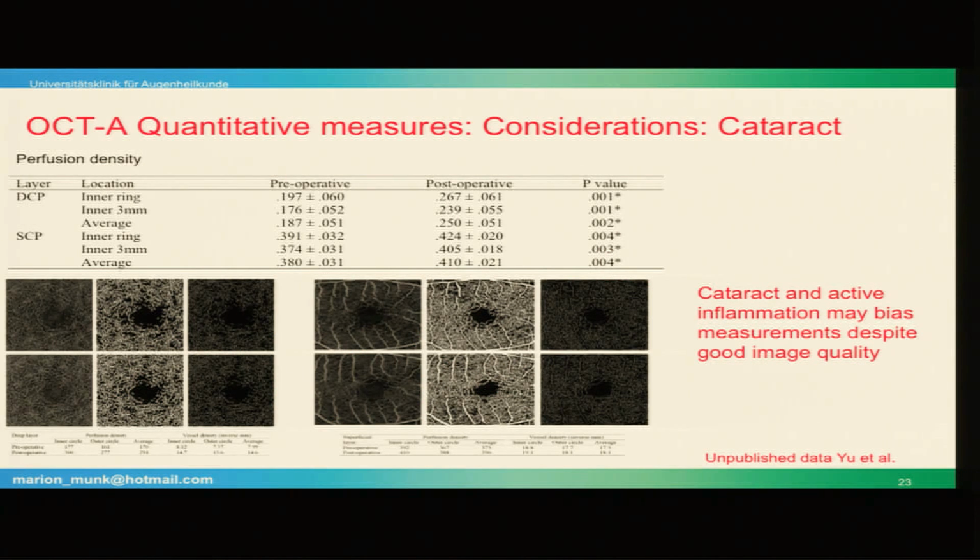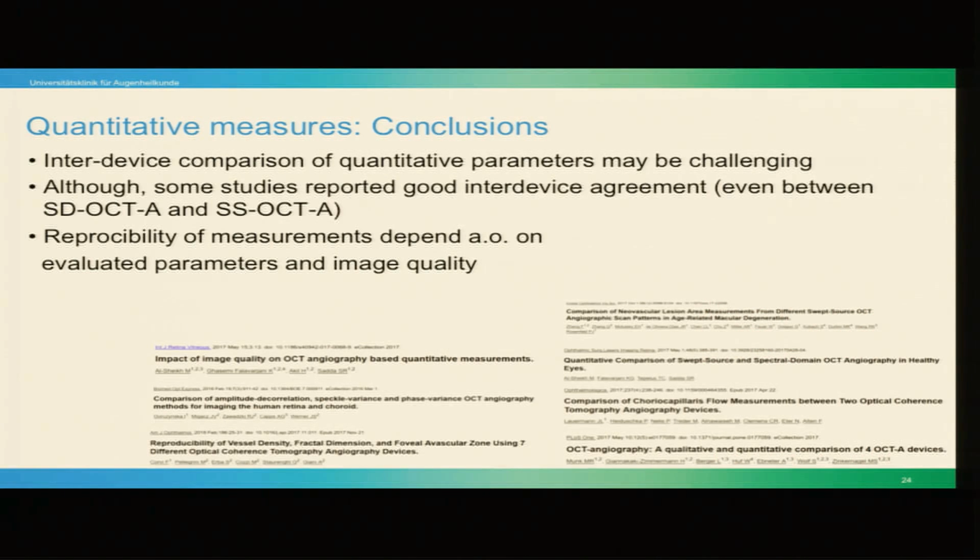However, no matter how good your image quality is, and if you have a signal strength from 7 or above, and you have no imaging artifacts, no motion artifacts, you still have to consider cataract, because your quantitative measurement will be biased by cataract and will be falsely low, even if the image quality is perfect. You just have to be aware of that, or just at least have it in mind when you look at the images and when you evaluate them.